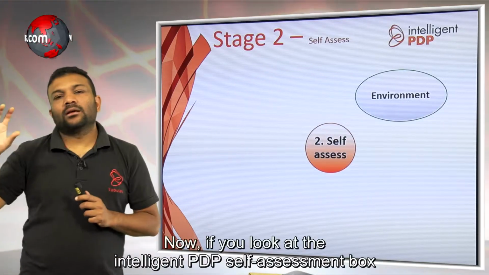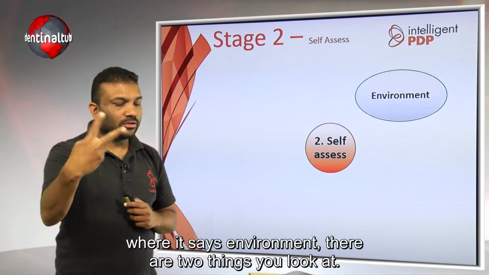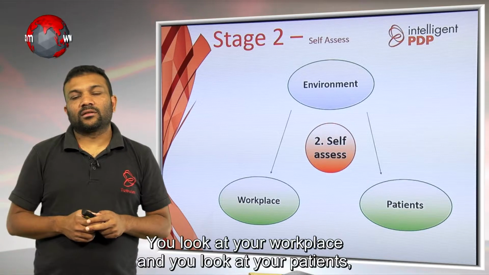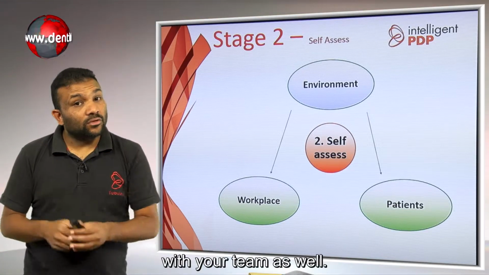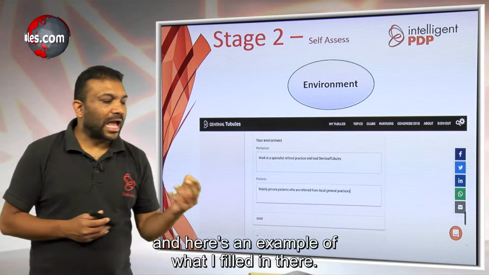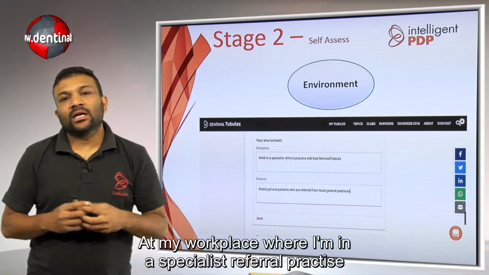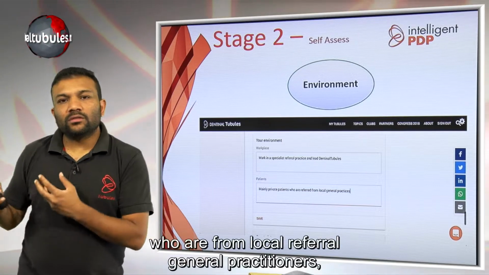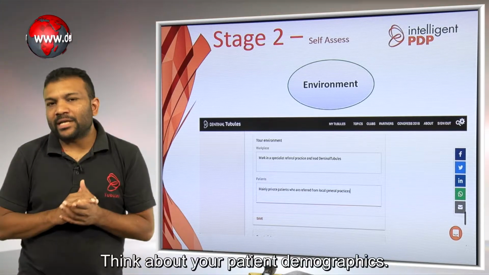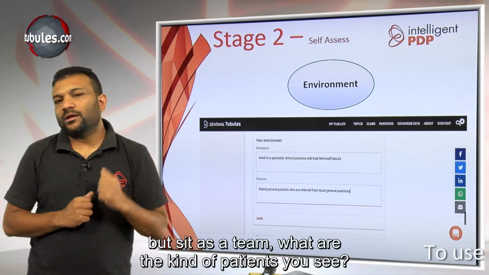Now if you look at the Intelligent PDP self-assessment box where it says environment, there are 2 things you look at. You look at your workplace and you look at your patients. And you can actually develop this self-assessment with your team as well. What do you think about patients? And here's an example of what I've filled in there. My workplace is a specialist referral practice, and the kind of patients I see are from local referral general practitioners. But actually you could do some more. So let me think about this. Think about your patient demographics. Now all of you say we haven't had time for this, but sit as a team. What are the kind of patients you see?